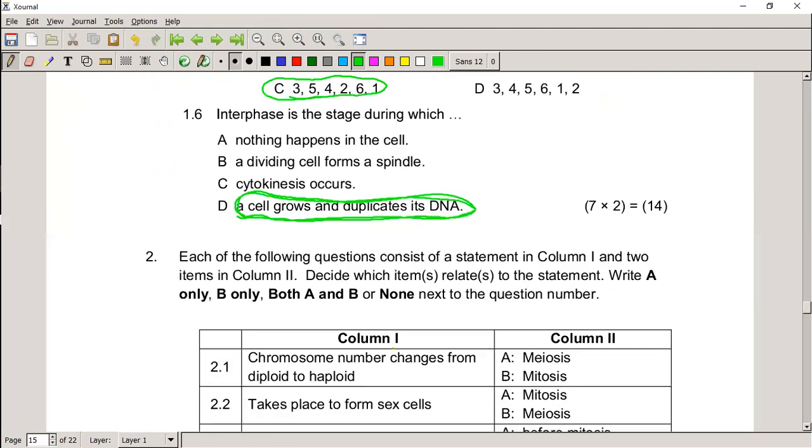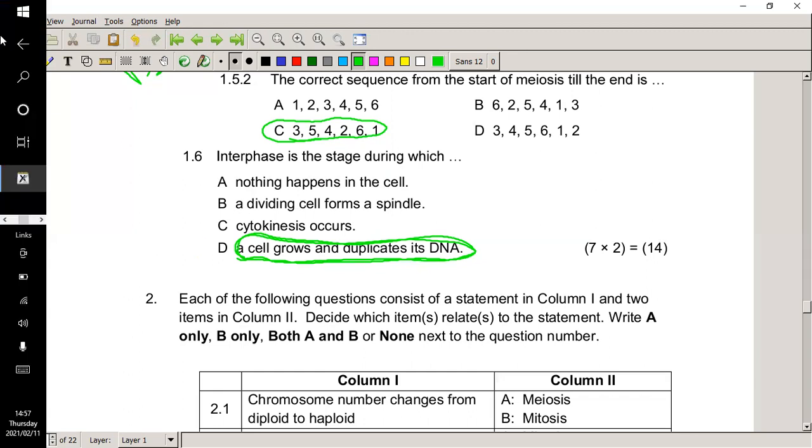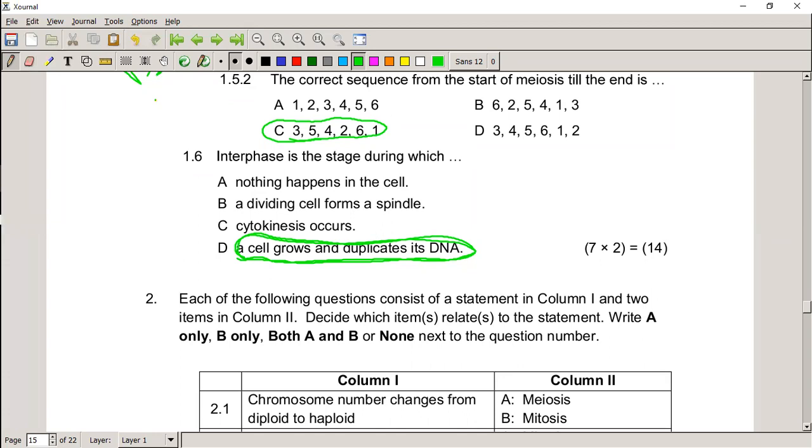So what's the relationship between interphase and mitosis? Okay, there's actually no relationship. Interphase is not part of mitosis. It's the phase that happens in between divisions, in between mitosis. And that's why it's called interphase, because it happens in between stages of mitosis.